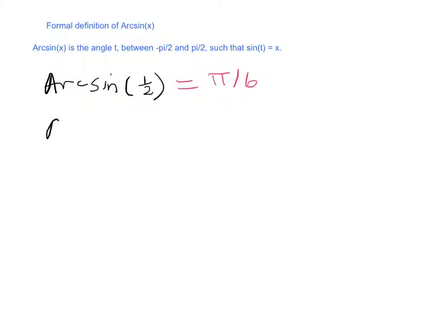And how about if we ask for the arc sine of minus 1? Again, there's lots of angles where the sine is minus 1, but the only one between minus pi over 2 and pi over 2 is minus pi over 2. So this is why I mentioned earlier how important it is to master the unit circle, because if you have a good picture of the unit circle, then you can answer any of these questions.